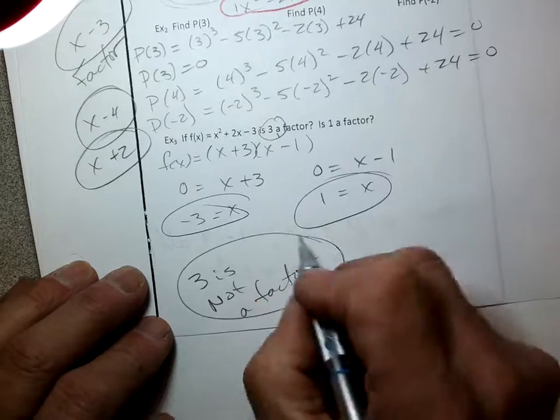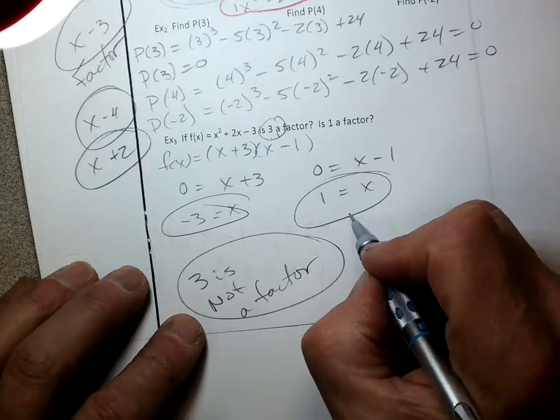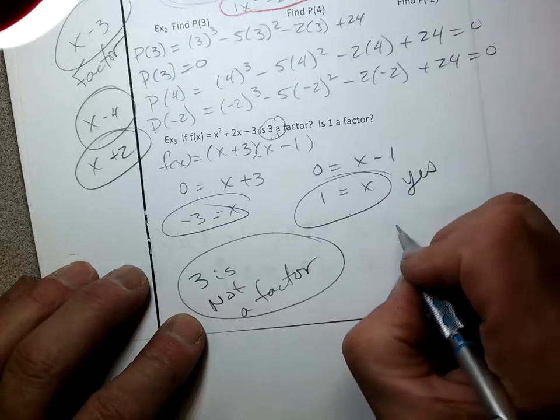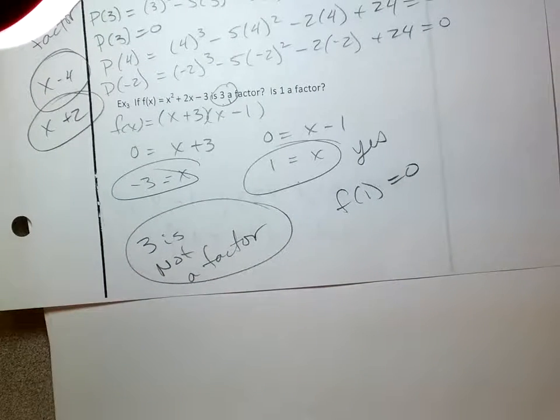So 3 is not a factor. We know it for two reasons. One, if I plug it in, we don't get 0. Second reason, we factor it, right? Is 1 a factor? Yes. So I know that if I did f of 1, it would equal 0. Now I don't even have to plug it in. I don't have to do the calculator. I just know if I plug it in, I'd get a 0 because it's a factor.